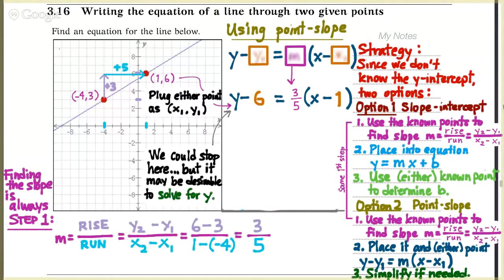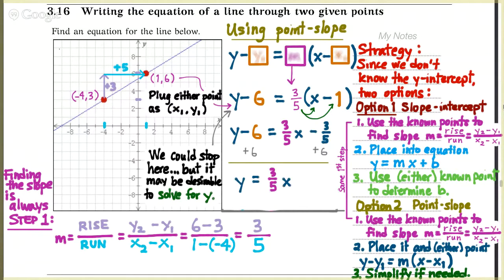So if I want to solve this for y, the first thing I might do is simplify the right-hand side by distributing the 3/5. 3/5 x minus 3/5. To get the y by itself, I have only one more step to do, and that's add 6 to both sides. So y is equal to 3/5 x minus 3/5 plus 6. That's the same as plus 6 minus 3/5, which a minute ago we convinced ourselves was 27/5. So indeed, we end up with exactly the same equation as we had before.